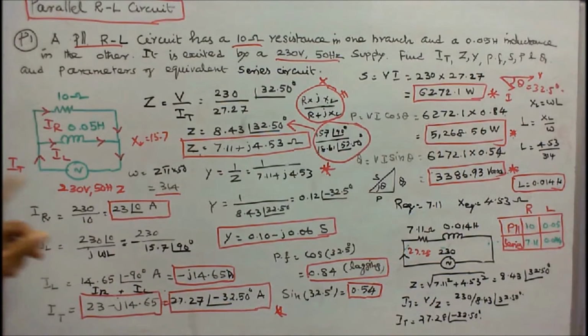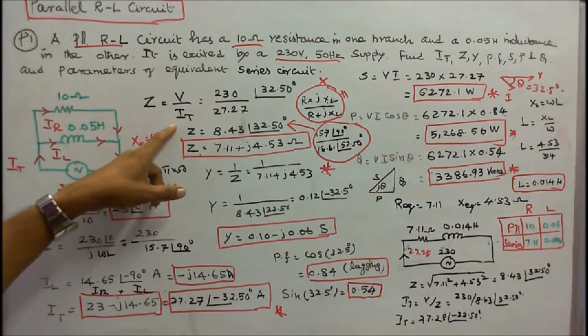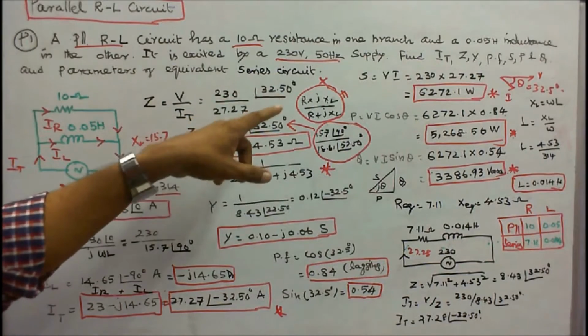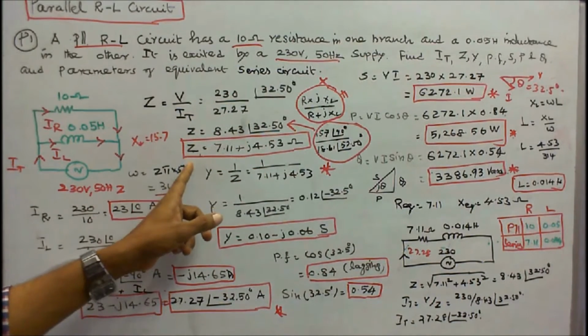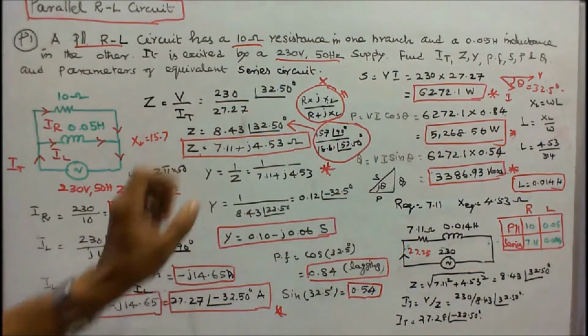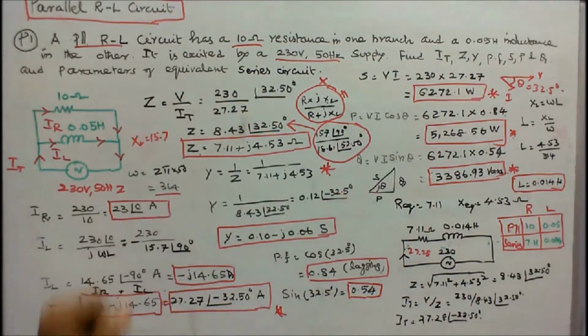I know the voltage, I know the current, so I can find impedance Z. Z is equal to V by IT, that is equal to 230 by 27.27 angle 32.50. Z is equal to 7.11 plus j 4.53 ohms in rectangular form. In polar form, 8.43 angle 32.50 degrees.